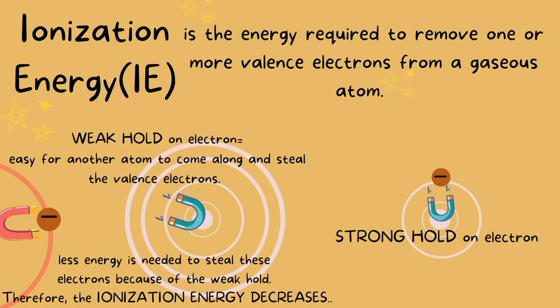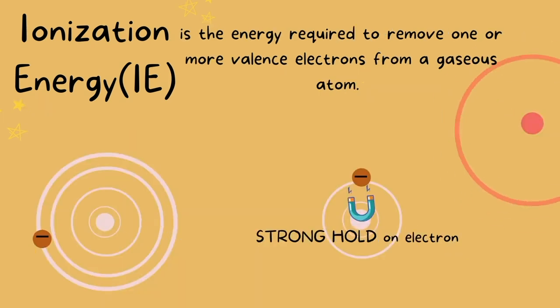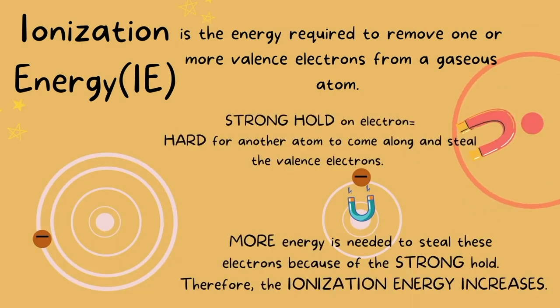On the other hand is the proton that has a strong hold on the electron. When another atom comes along to steal the electron, it will be so hard for them. They will need more energy to steal the electron away. So if you're now trying to steal the ball away from someone who is a lot stronger than you, you will have to use way more energy, way more strength to try and steal it away from their grip.